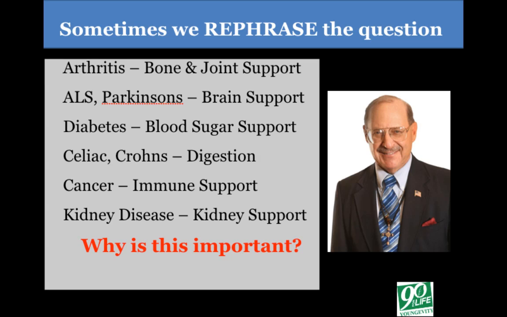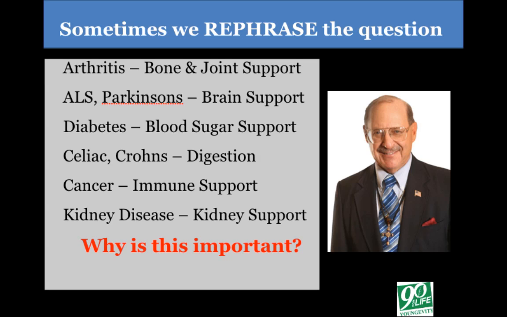And this goes on. Instead of diabetes, we talk about blood sugar. Instead of celiac and Crohn's disease, we talk about digestion. Instead of cancer, we talk about immune support. Instead of kidney disease, we talk about kidney support. Some of these are easy to do. But why is this important? Because we need to stay legal. We need to be around for generations to come because people are going to need this help.